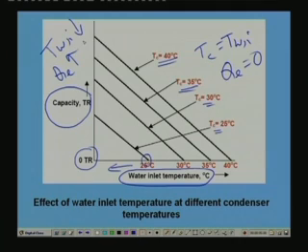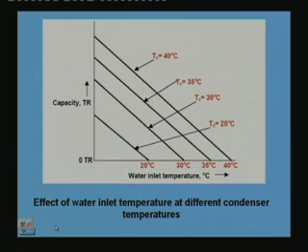Similarly, at a given water inlet temperature, as the condenser temperature increases, capacity increases. Again, the reason is the same. Once the condenser temperature increases, for a fixed water inlet temperature, LMTD increases, heat transfer rate increases, hence capacity increases. You can see that here the curves are almost straight lines, and they are almost parallel to each other for different condenser temperature curves.